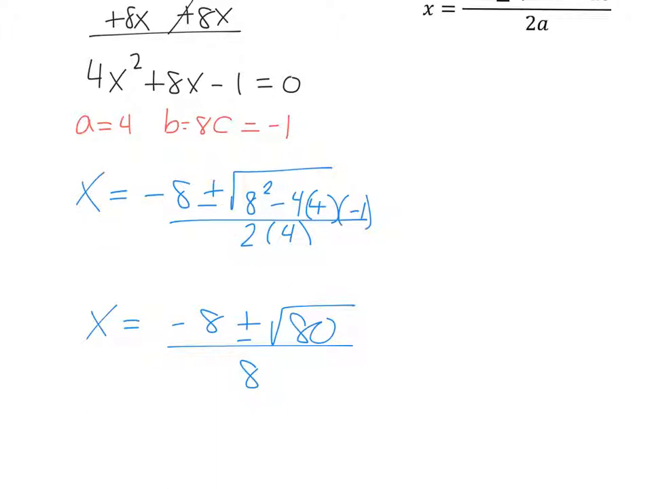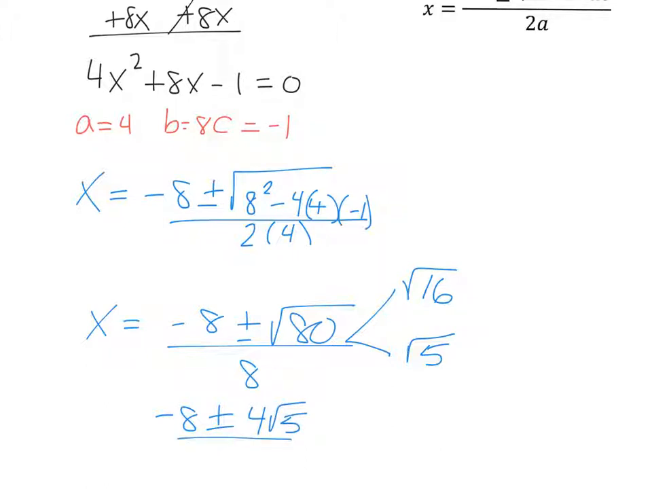If you do not know that, go to your calculator and go to y equals and do 80 divided by x and look at the table, and you will see that 16 times 5 is 80, and 16 is perfect. So that's -8 plus or minus 4 square root of 5, because the square root of 16 is 4.